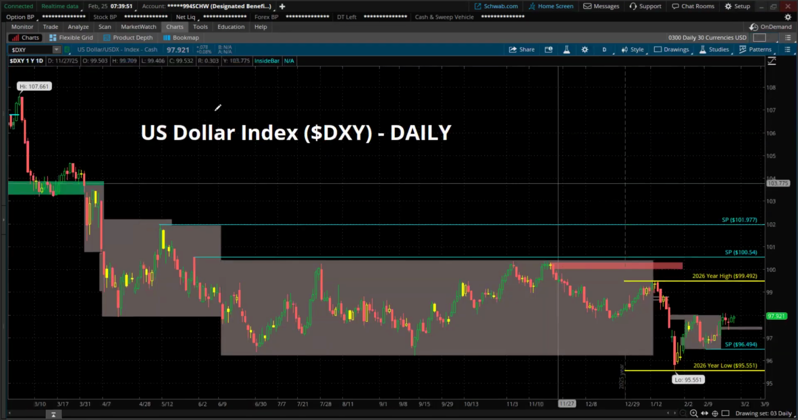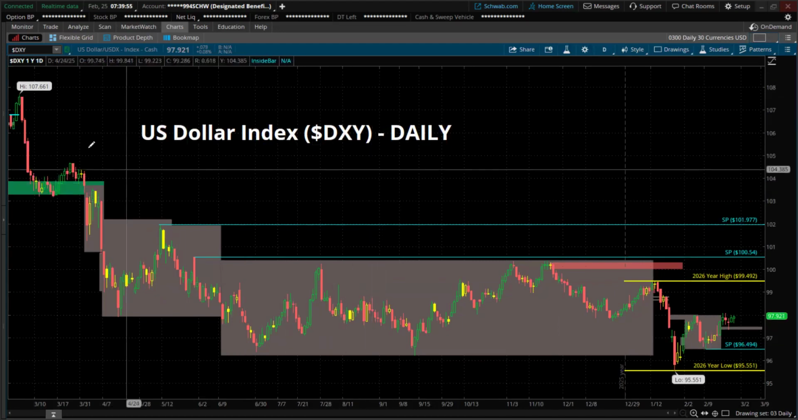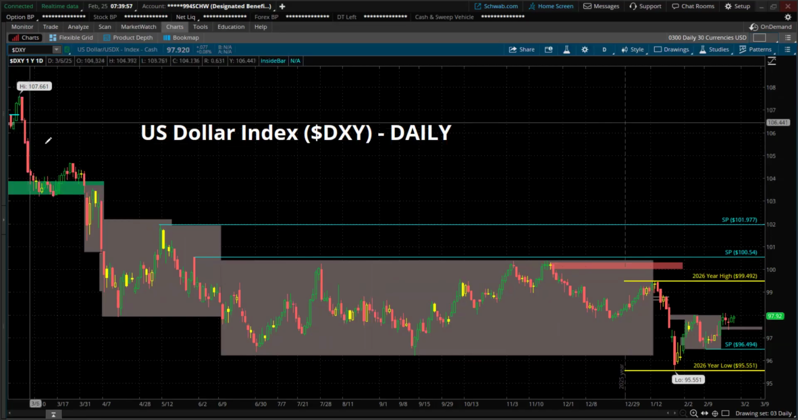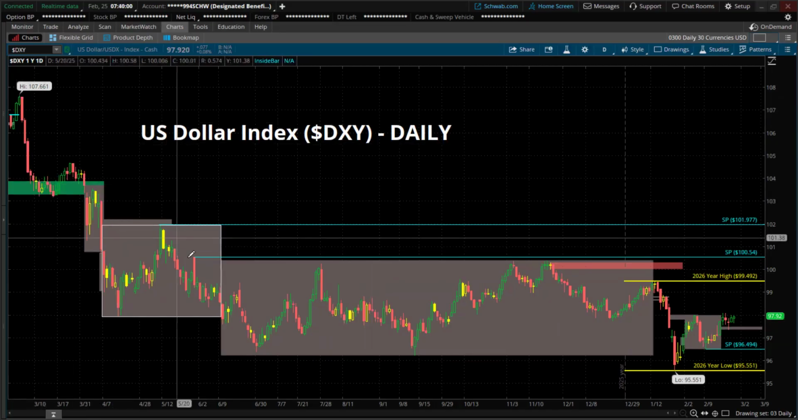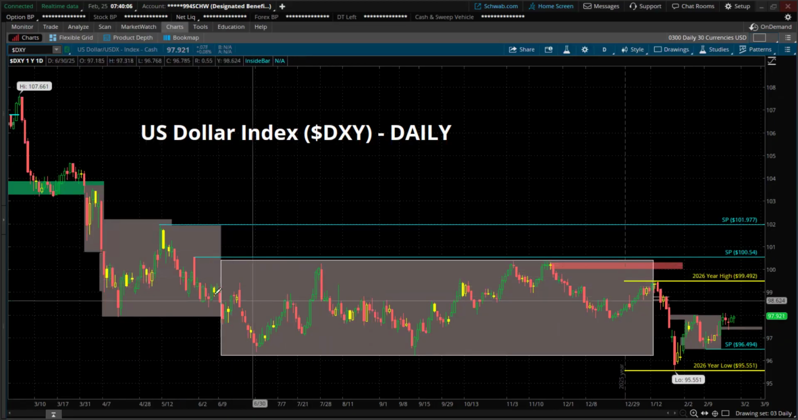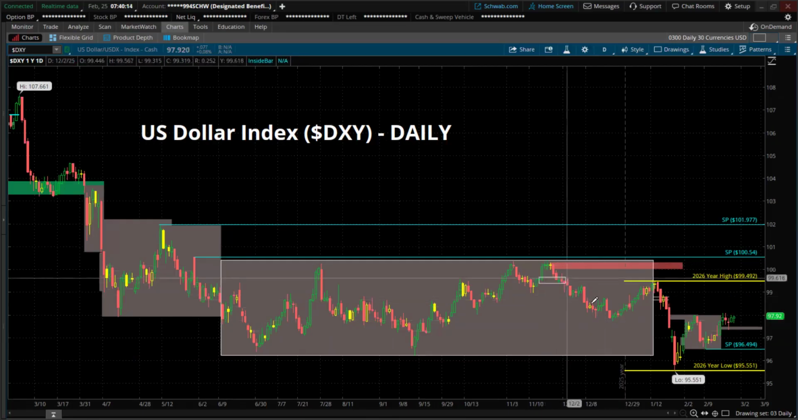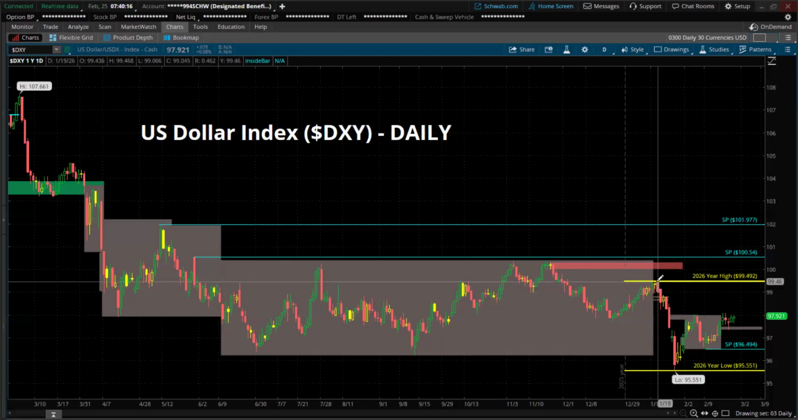Now we're on the daily time frame, a 1 year chart of the US dollar. Look at the decline, consolidation. And then we have this long consolidation of the US dollar from last year into this year. We had some retests.